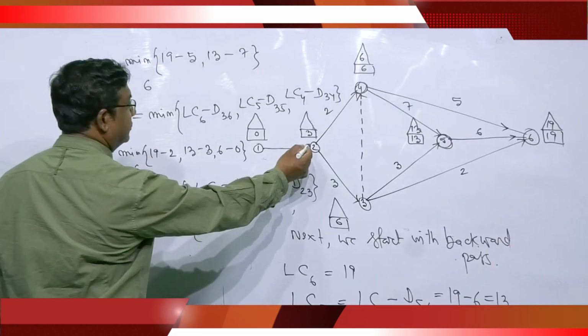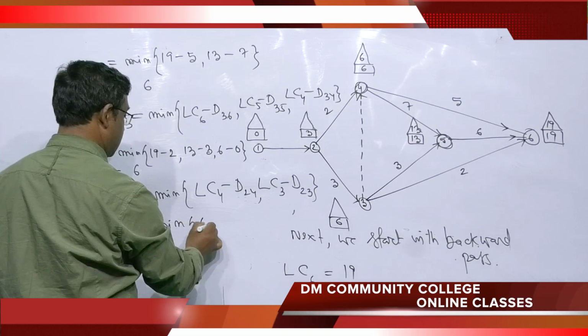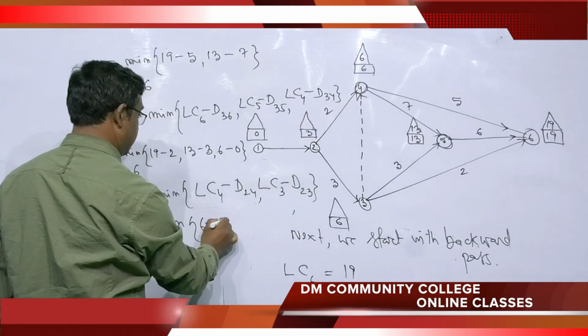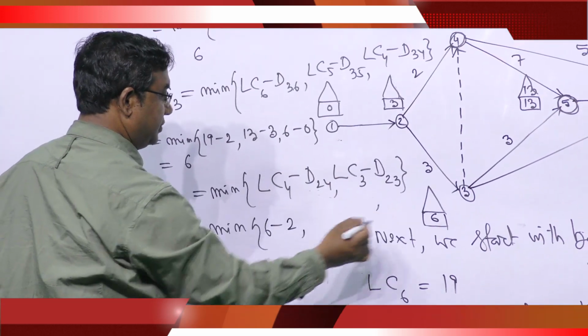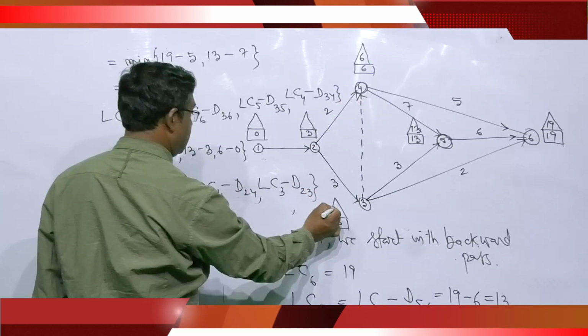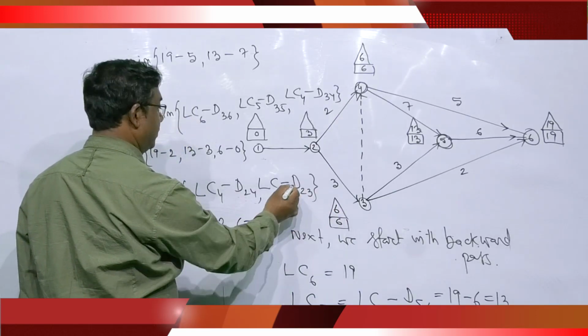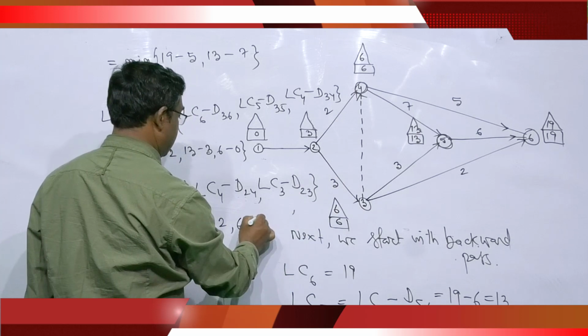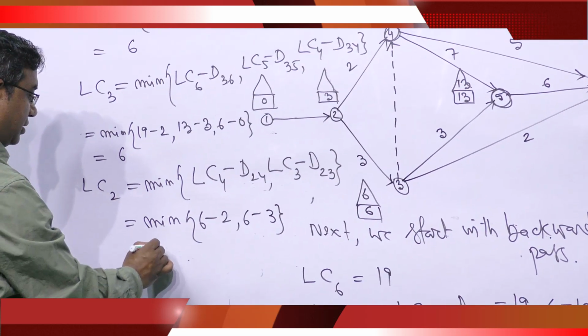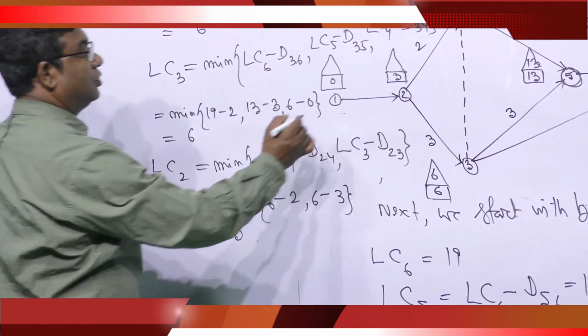LC4 is 6, D24 is 2. LC3 is 6, D23 is 3. So this is 4, this is 3, you take the minimum. So you write 3 here.